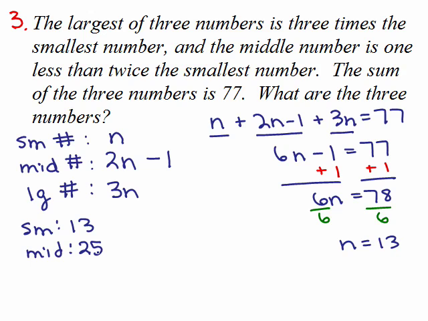That makes sense? You could also just plug in 13, 2 times 13 minus 1. And the large one, it says 3 times the smallest number. Well, we just said the smallest number is 13, so 3 times that is 39. And let's check and see if those would add up to 77. And they do add up to 77. So basically, I've sort of checked it out over here.